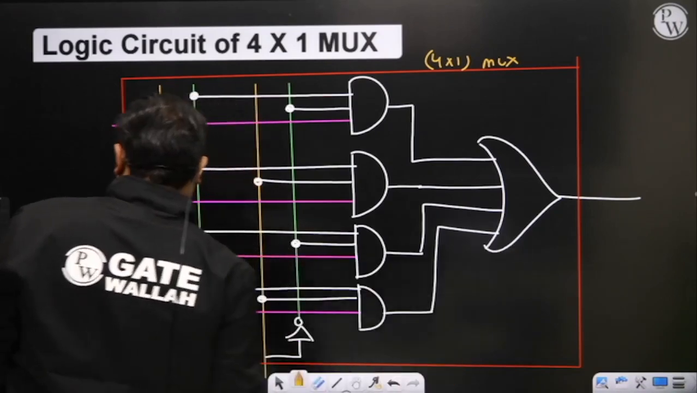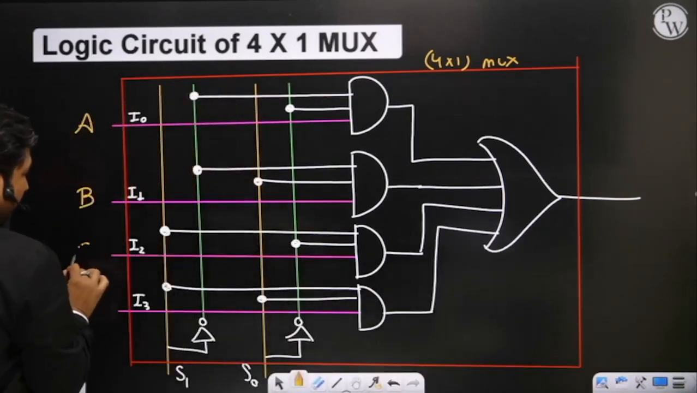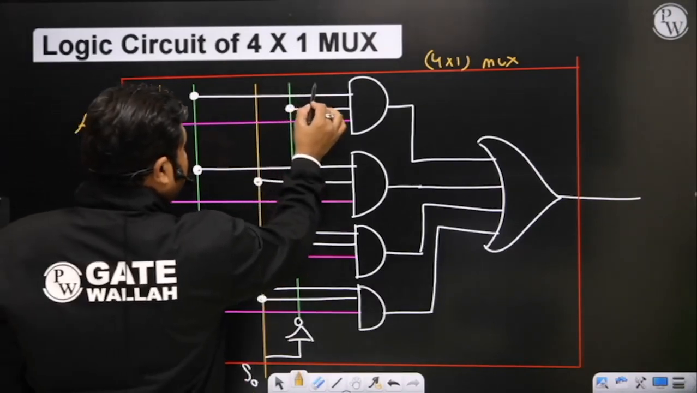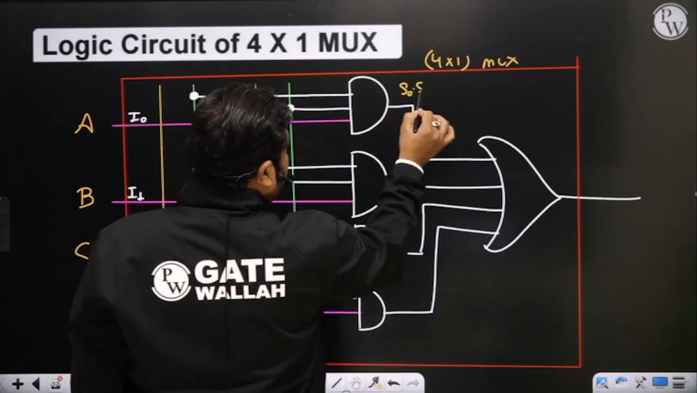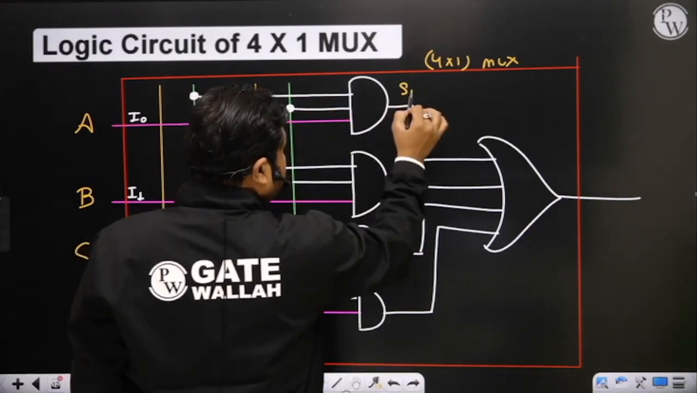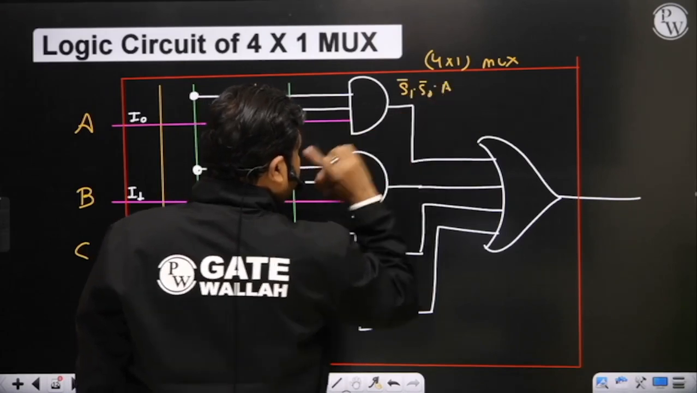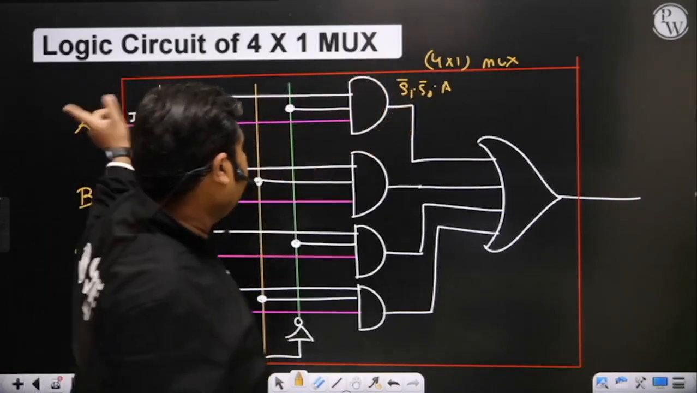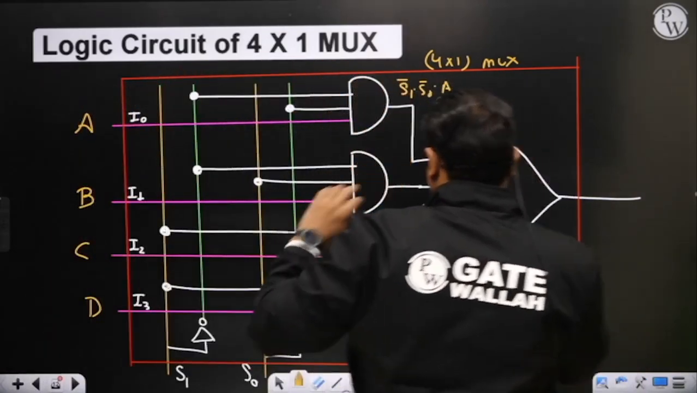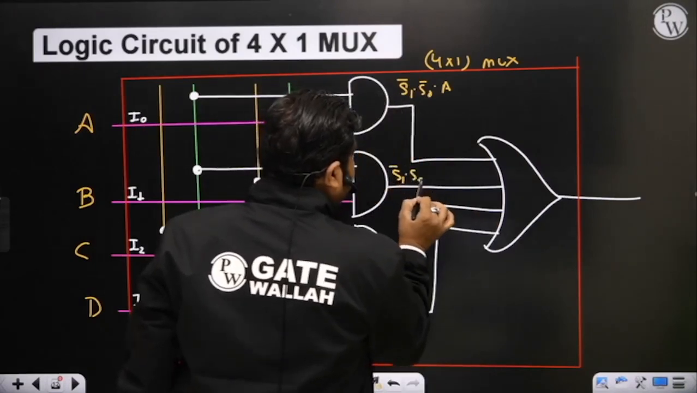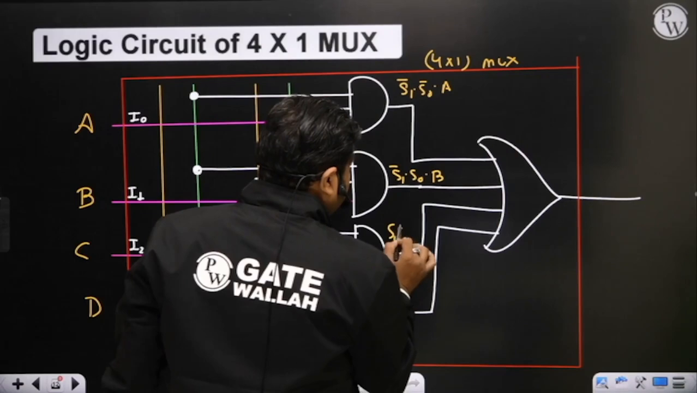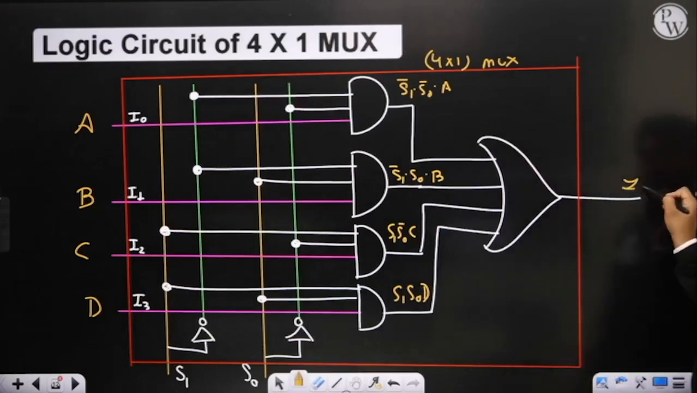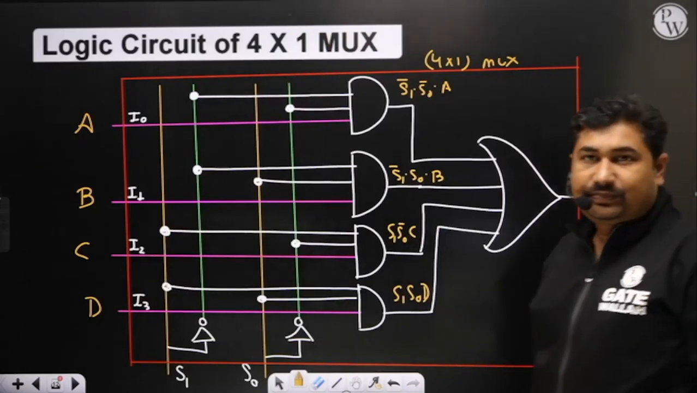Now please see, I am going to show you here in terms of A, B, C, D also. A, B, C, D as inputs. Let us suppose this is S0 and S0 complement. So here we have S1, S0 complement, A. Whatever information, because of the select line, we have S1, S0 complement into A, this is going to be multiplied with this. Similarly, S1 complement, S0 into B, S1, S0 complement into C, S1, S0 into D. And all of these are going to be passed through the OR gate. Is it okay? Great.